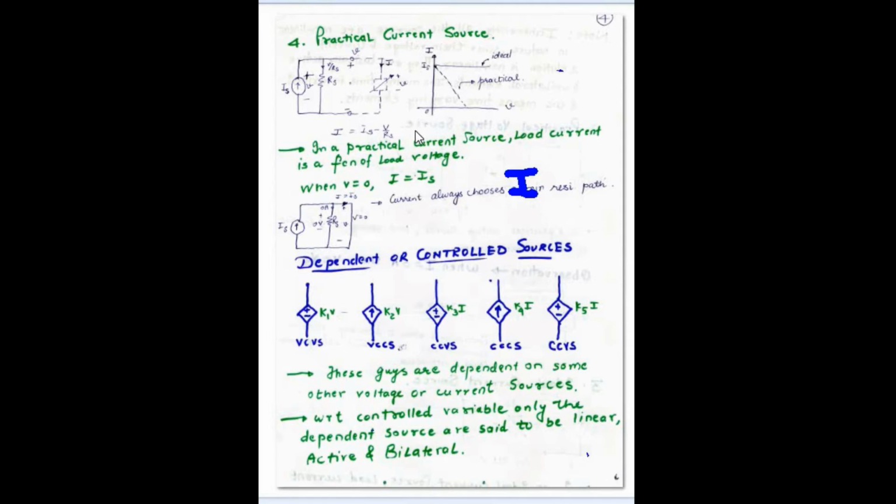Let's come on to the practical current source. In a practical current source, the load current is a function of the load voltage. Here I is the load current, IS is the source current. So the load current I is a function of the load voltage. As the load voltage, which is V here, changes, the load current I will also vary. It won't be constant as in the ideal current source. In a practical current source, the load current will change with respect to the load voltage. That is shown here.